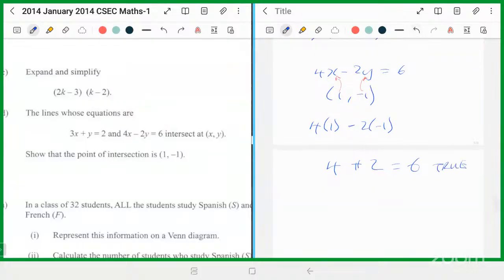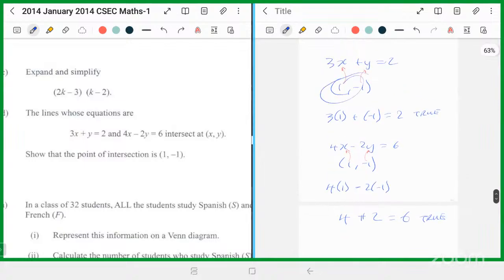So because the point 1, negative 1 satisfies both equations, it must be the point of intersection of the two equations. Two lines can only intersect at one point unless they are the same line, and in that case they will have an infinite number of points of intersection. But two non-parallel lines can only intersect at one point.